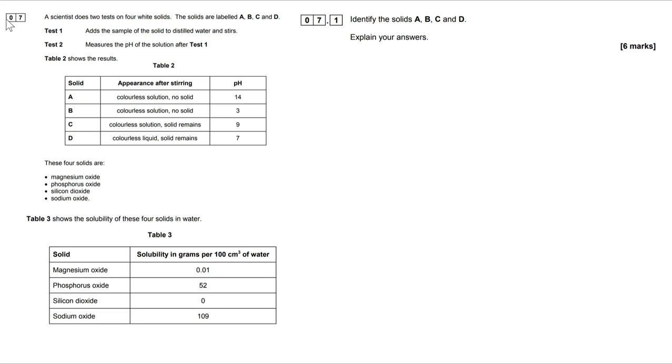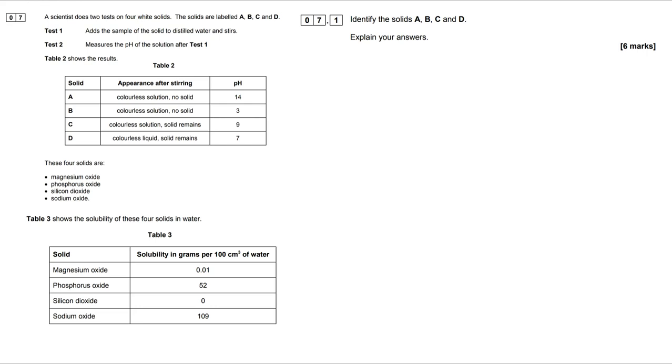This is AQA GCSE Coordinated Science Chemistry Higher Paper 1 from June 2018. This is question 7 and it's also an example of a 6-marker question. So we've got lots of information here relating to the solids A, B, C and D. We've got information about their pHs, and that's what I'm going to focus on within this answer actually.